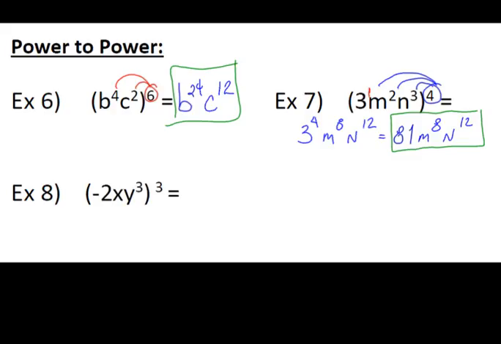For example 8, again I need to remember that I'm distributing this 3. There's a 1 here and a 1 here. So this 3 gets distributed into each of these. So I now have negative 2 to the 3rd power, x to the 3rd power, y to the 9th power.